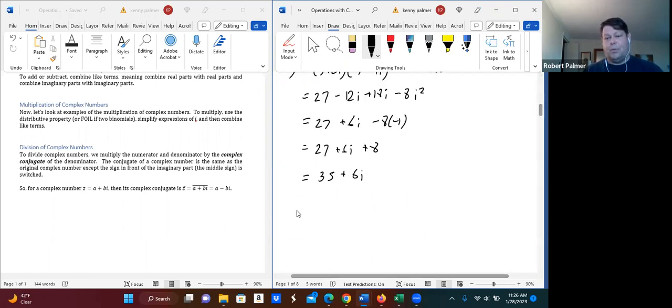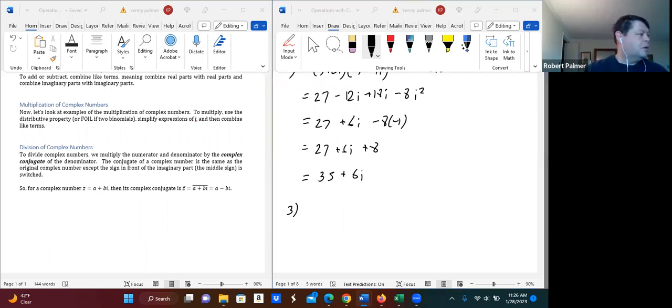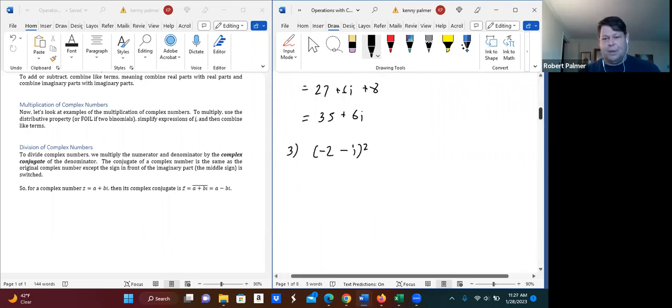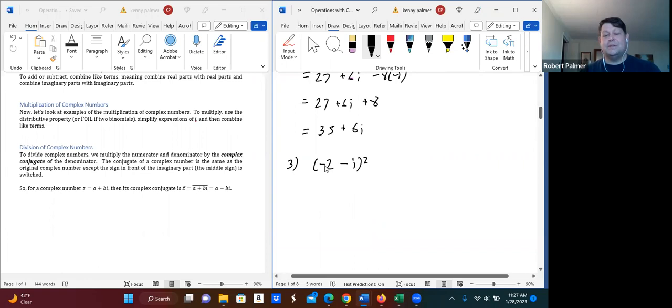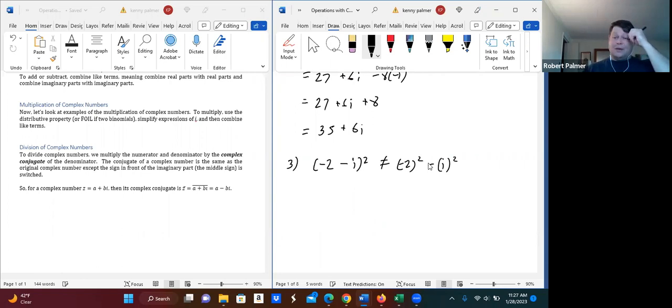Okay, let's take a look at one more. Written like this to make sure everyone understands. Let's say we have -2 minus i, and the whole thing is squared. Now, it would be tempting to just say this is this squared minus that squared, but unfortunately that's not true. This is not -2 squared minus i squared. If you do that, you're actually going to miss part of it. You're going to miss one of your terms.